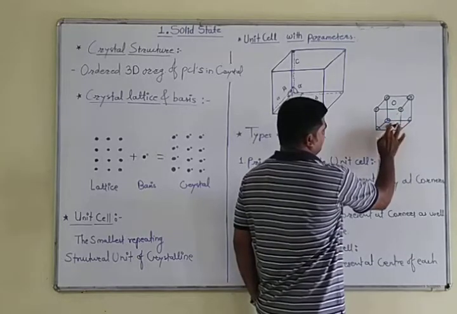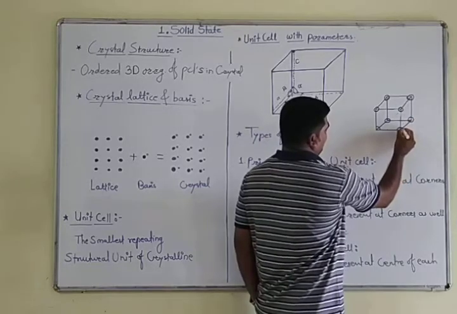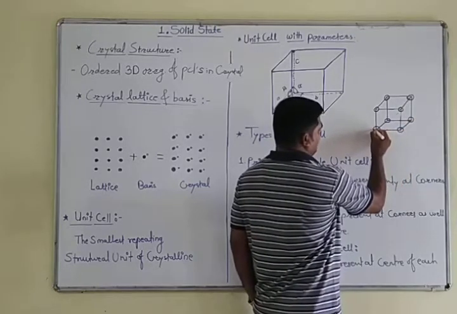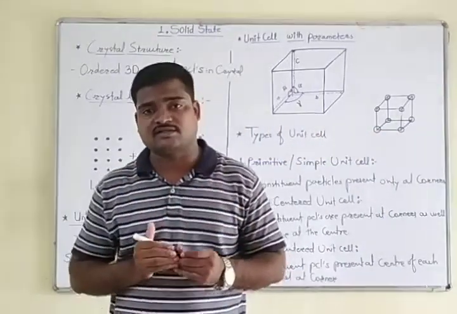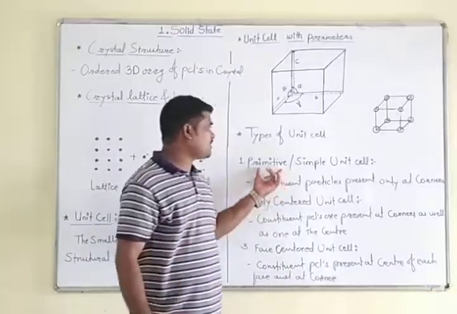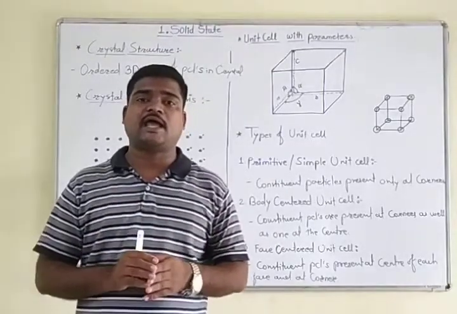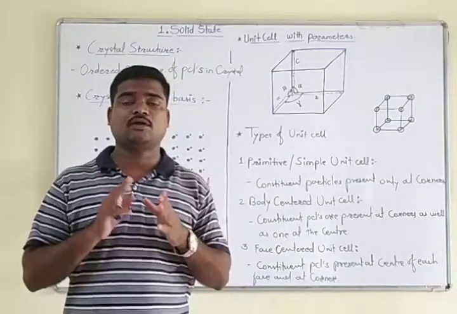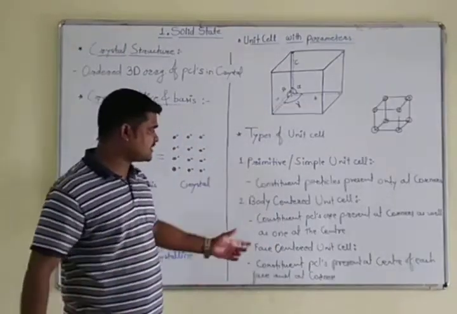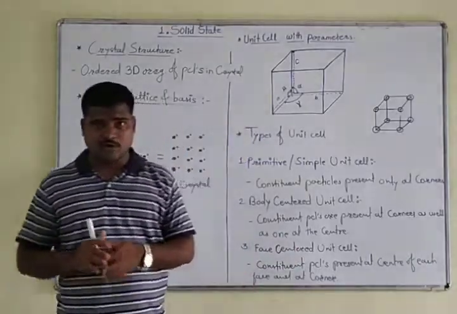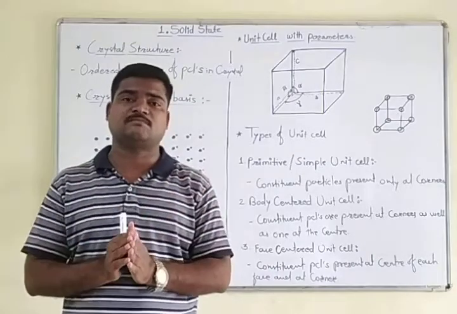Now at the corners, I am going to draw points. And all these points are exactly present at their corners. So this is what we can say is the primitive or simple unit cell. In a simple unit cell, the points are present at the corners of the regular cube. Okay. Now the second point, what it indicates, body centered unit cell. Body centered unit cell is just different from that of the simple cube.